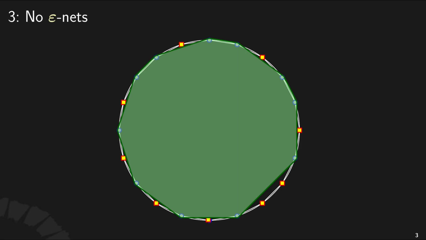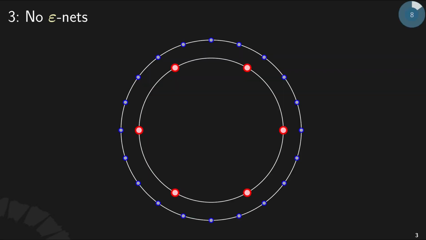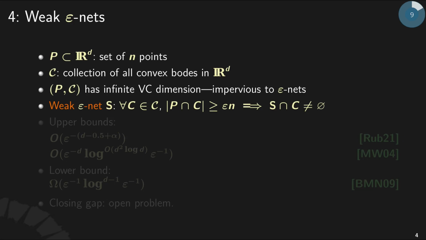The reason why this is happening is because the VC dimension, this delta from earlier, is infinite in this case. And somehow it's natural, because these polygons under consideration have an unbounded number of vertices. We need an unbounded description of the entity. But in this case, this is not very interesting because instead of the net being a subset of the points, you can just put some point inside the circle and it would easily stab any heavy range. So this gave rise to the concept of weak epsilon nets.